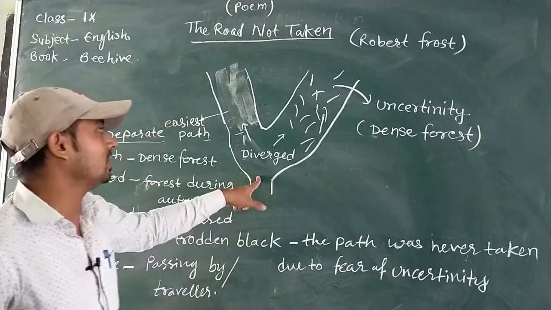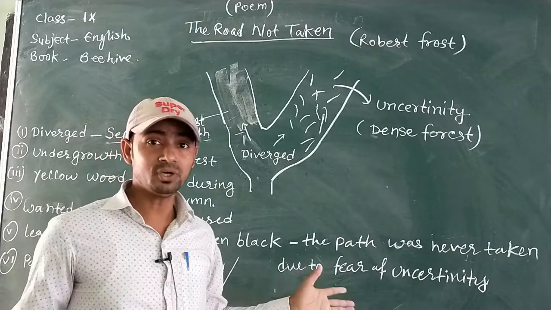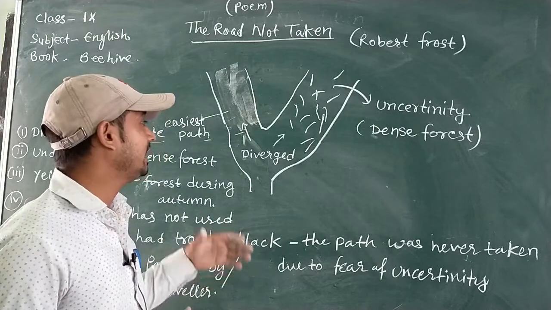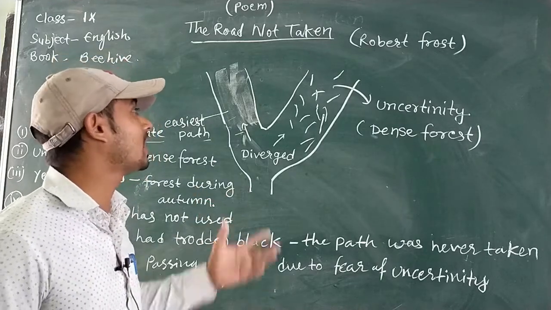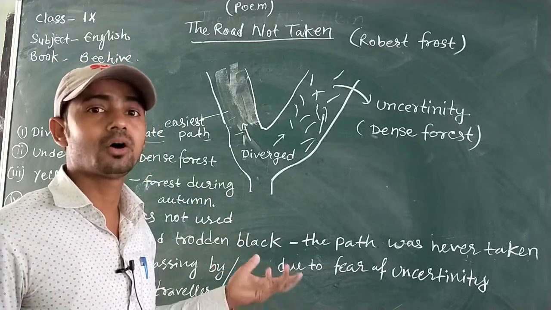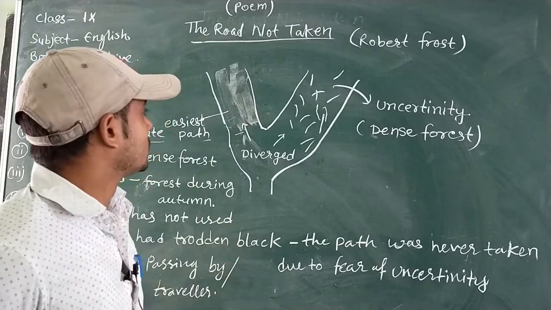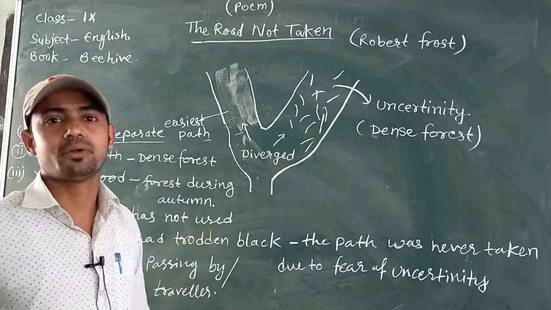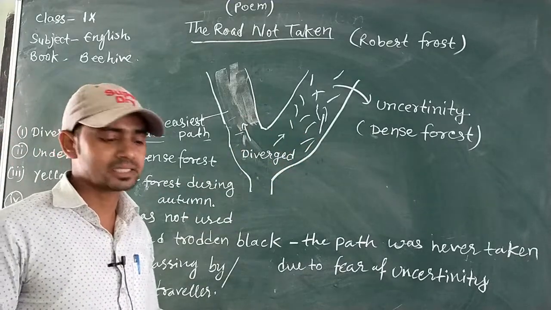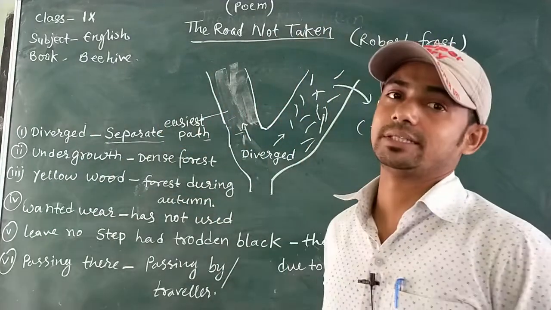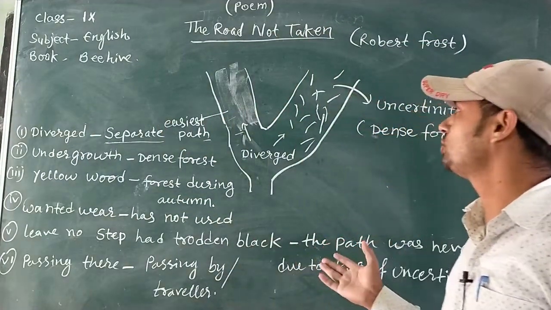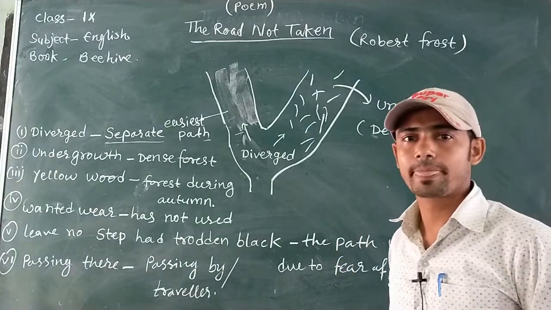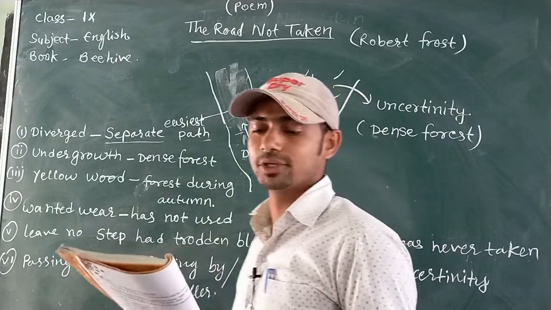The poet is at the diverge and he is confused to choose the path. He is not sure which path he has chosen. At last, he decided to choose the toughest one. Why? This poem signifies that, and I will teach you why the poet chose the toughest one. Okay, let's start this poem, dear students.